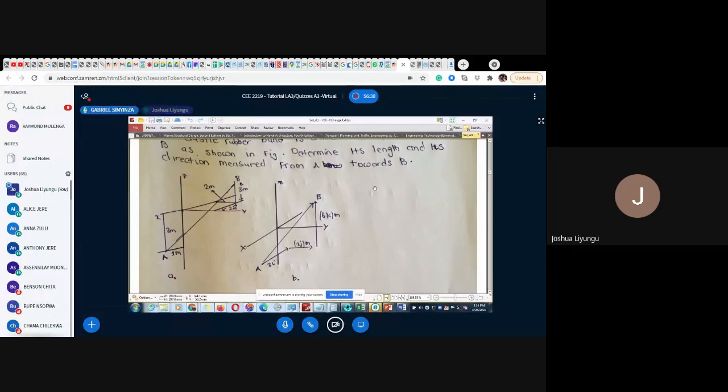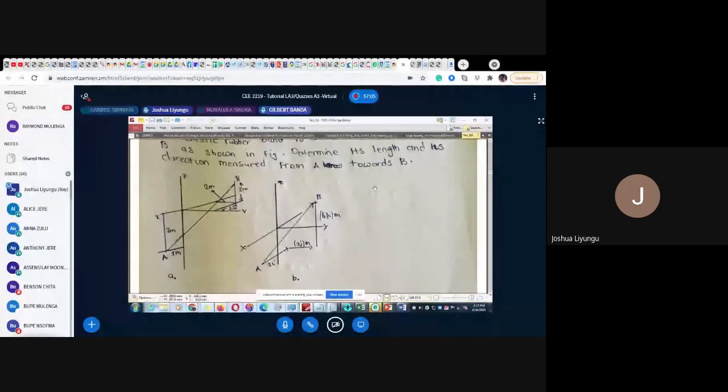We divide each component of the position vector by the resultant. How do we get the resultant? We square each component, then we square root them. Are you talking about the resultant or the magnitude? Oh, I'm talking about the magnitude.